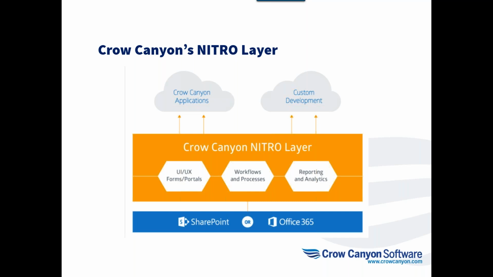And the NITRO layer basically focuses on three areas. One is the UI UX, that's the forms and portals, engaging and empowering users. I went over that in the webinar yesterday to some degree. There's always more to go into, but at least I covered some basics of that with our forms designer and our Power Portal. Today we'll focus on the workflows and processes part of the NITRO application service layer. That includes our NITRO workflows and our custom actions.